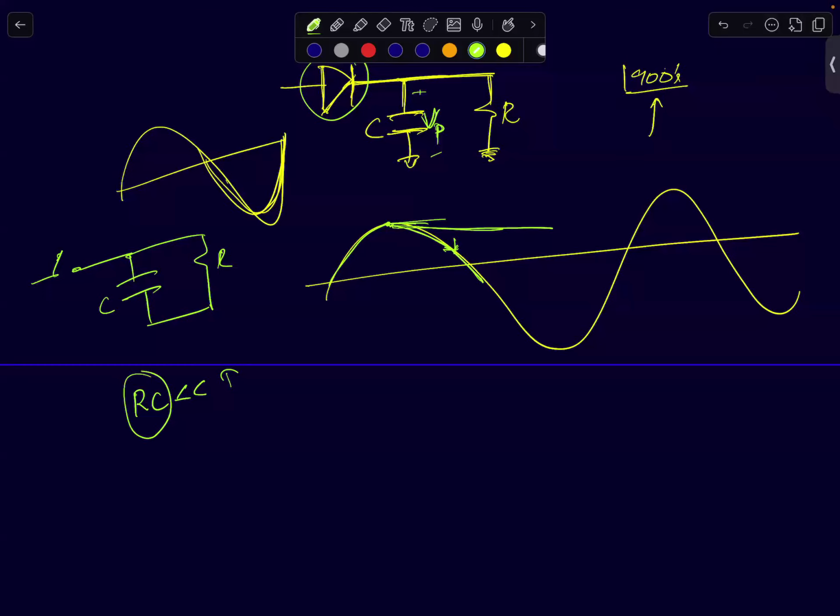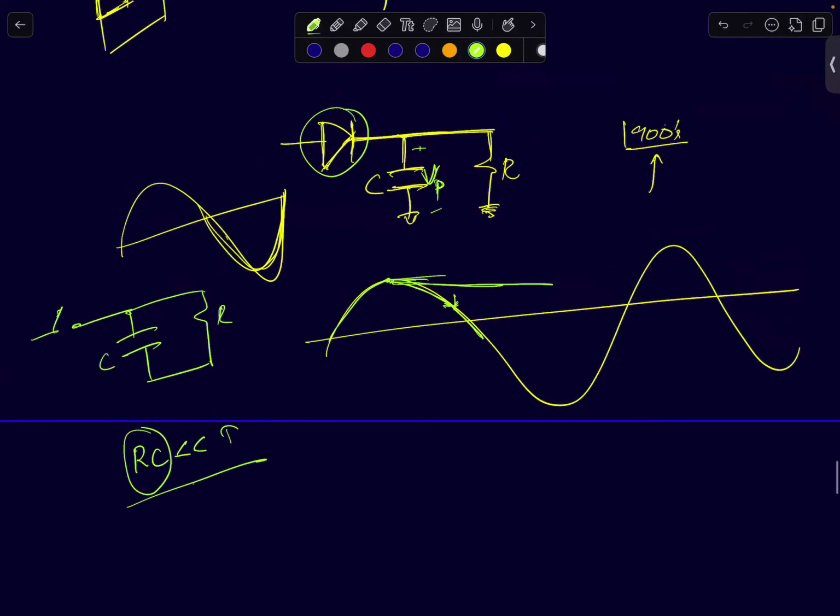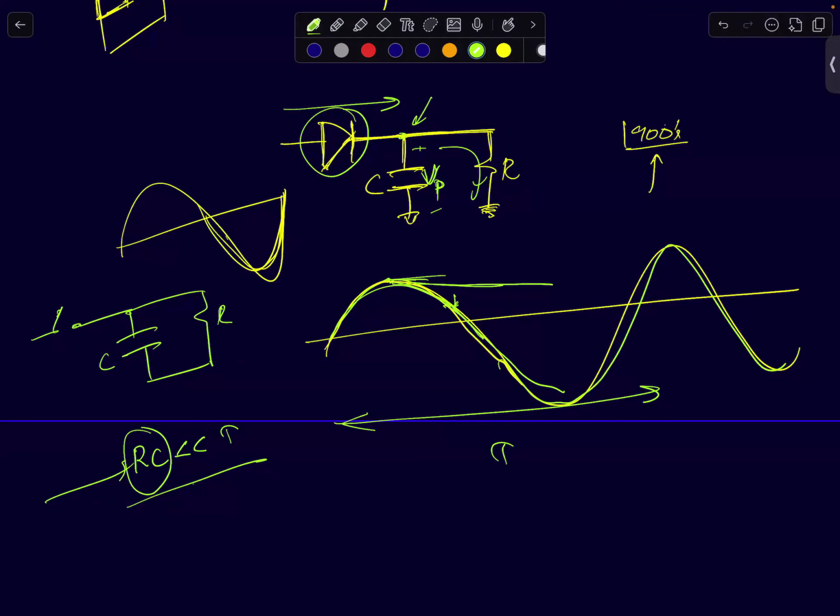Whenever the RC time constant is very small, it means the discharging is very fast. The moment your diode is turned off, your resistor will quickly discharge this VP volts, and then your diode will start turning on because your voltage across the capacitor has decreased. So it will trace the input signal as it is. If your RC time constant is much smaller than the time period T of the signal, your capacitor voltage will more or less track the input waveform itself, because the resistor is constantly discharging the cap.